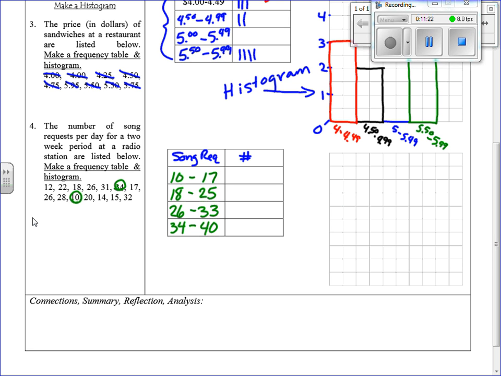So now that you have your intervals, if you came up with a better way to set up your intervals, please let us know in class. Go ahead, tally your data, and then go ahead and create your histogram. Thank you.